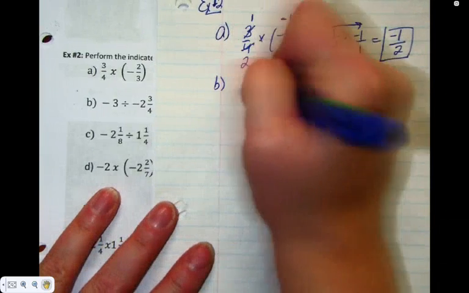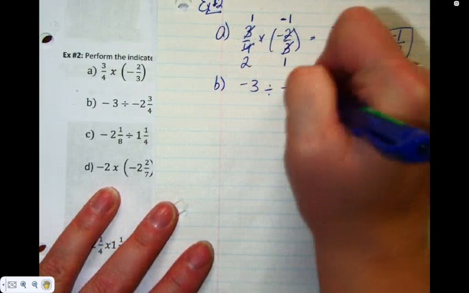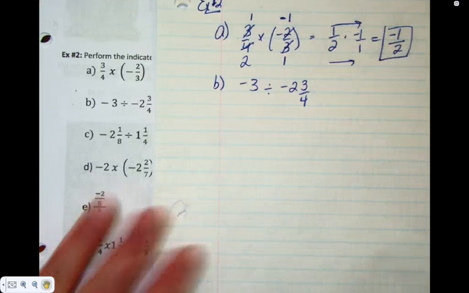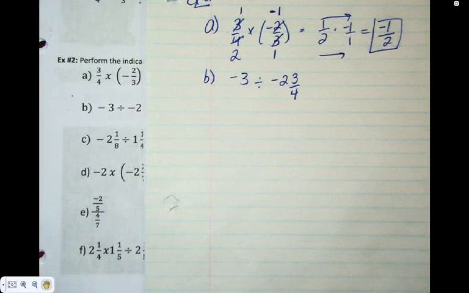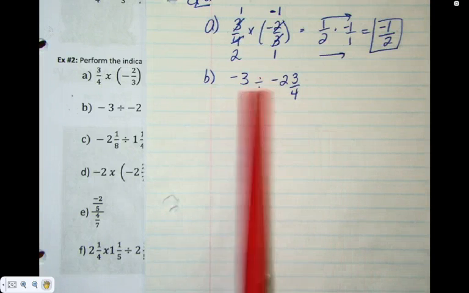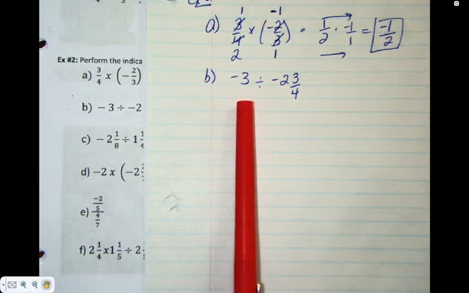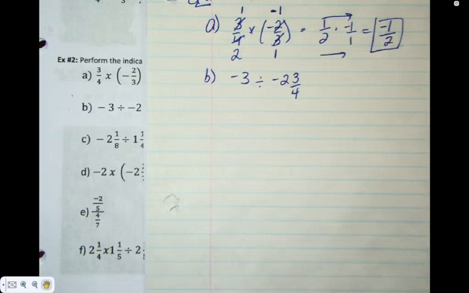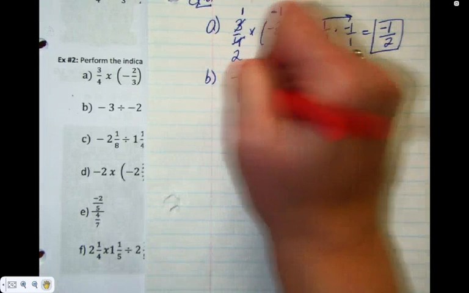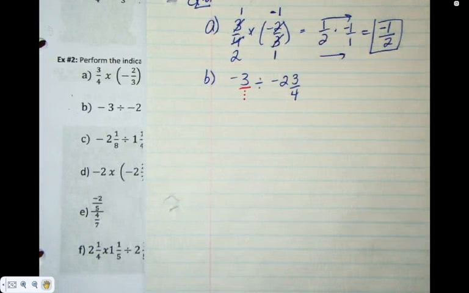Letter B. Negative 3 divided by negative 2 and 3/4. First thing we need to talk about is this 3, because this is fractions, and he's not a fraction. Oh, but he is. What's on the bottom that we don't see, but we know it's there? I just tend to put a little dotted line, I call it the imaginary 1. We know it's there, but we don't need to write it, but if you want to write it, that's how you're going to write it.